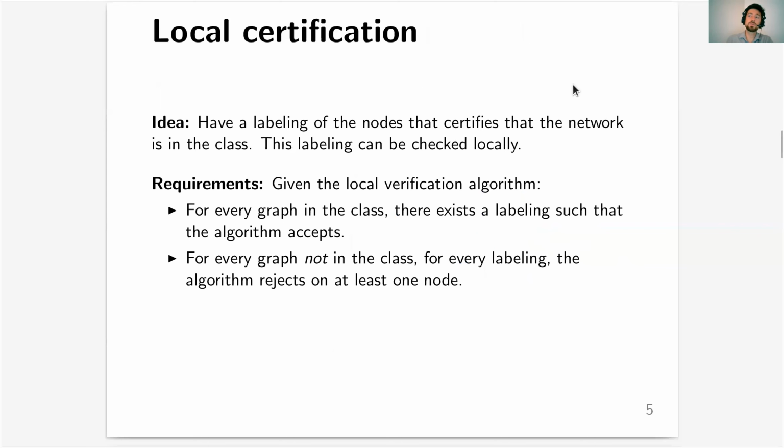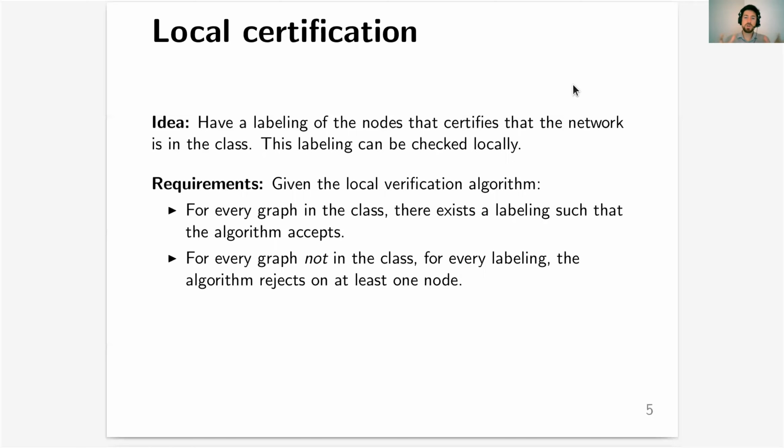What is done to overcome this problem is to bring some more information to the nodes in the form of a labeling. You put labels on the nodes of a network to certify that indeed the network is in the right class. Maybe it's an algorithm that came before and that has computed this labeling. And this labeling, you can check it locally. That's what you want. So now you have the network and every node has a label and you want to check locally that this label certifies that globally you have the right property.